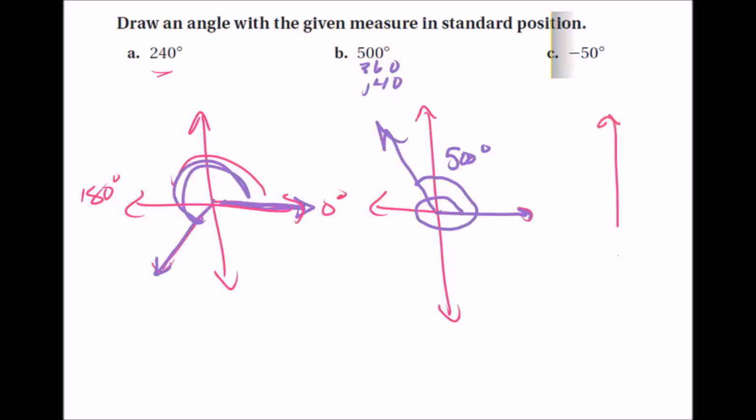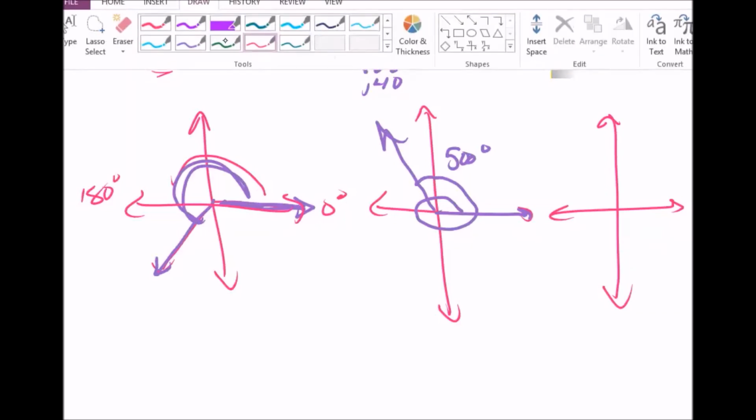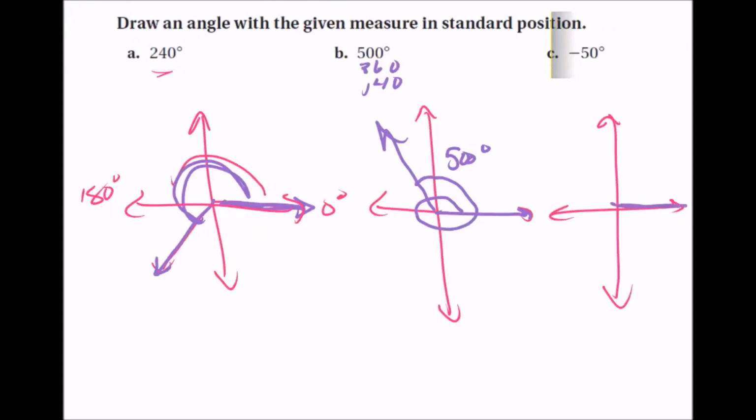The last one's negative 50, and what that's just telling you is that it goes the opposite direction. Like it starts at 0, but then it goes 50 in the negative direction, so the clockwise direction. 50 somewhere down here, that's our angle, negative 50 degrees.